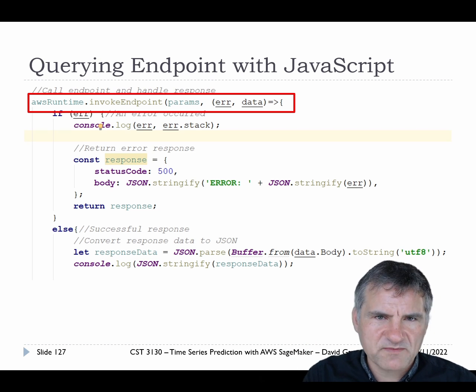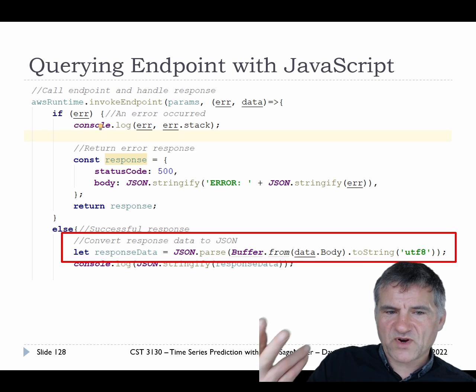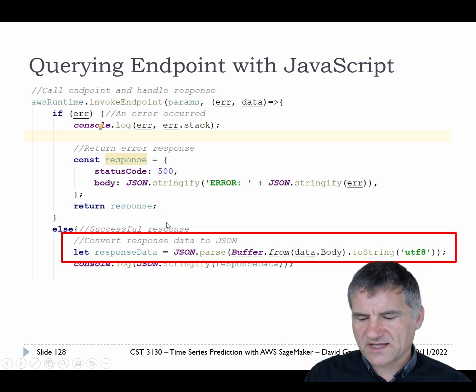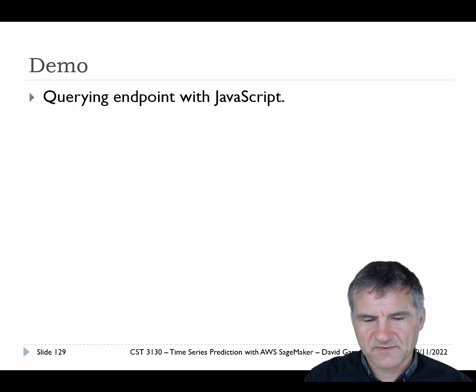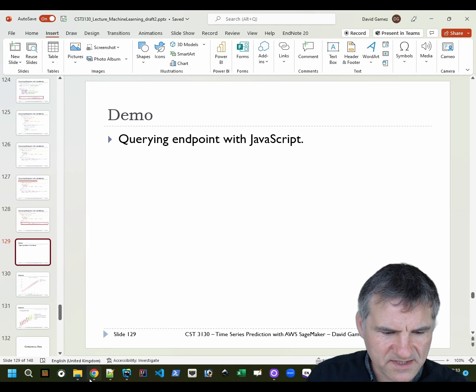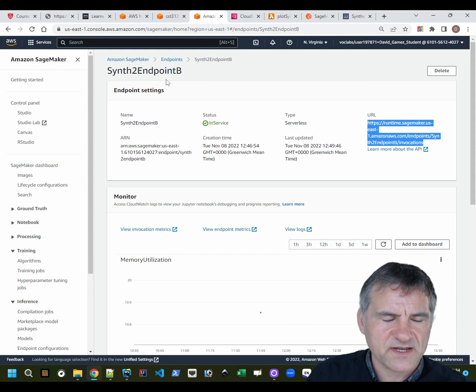This is a callback function. We could also use promises if we wanted. If it breaks, obviously we can output some error code. Otherwise, we can just output what comes back from the response of the endpoint. I'm going to give you this example code, so I'm not going to talk you through every line, but it's pretty straightforward.